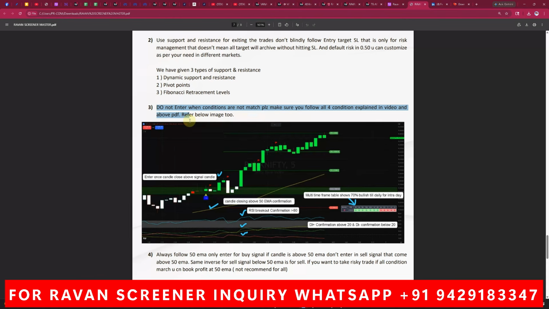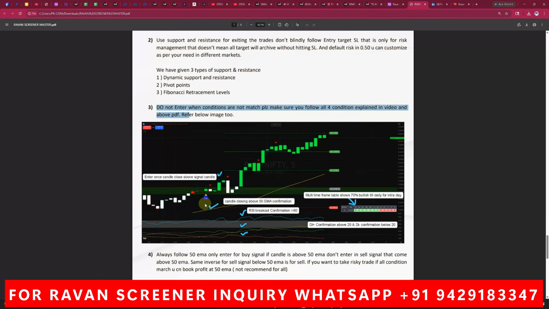What are the four conditions? First is DI plus, DI minus confirmation. For the details of that condition, you can refer to the PDF. I'll show you buy, sell, range board, everything. Second is the multi-time frame table. Third is RSI confirmation. Fourth is 50 MA confirmation. And you have to enter on the next candle opening high.